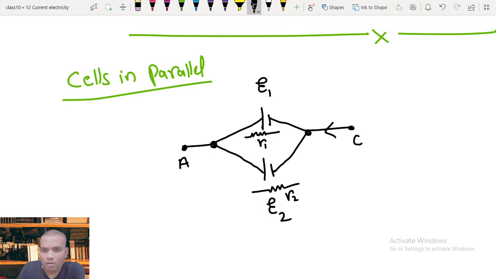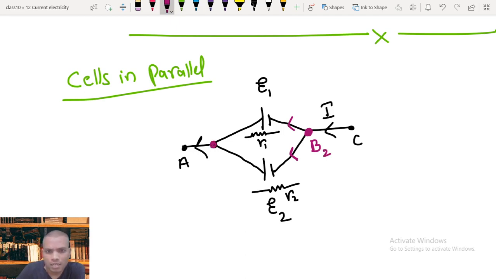Now in this parallel combination, if current I is flowing, the same current I also flows throughout the circuit, but at the junctions the current divides. So if current I is coming at this junction, let me take this junction as B2.